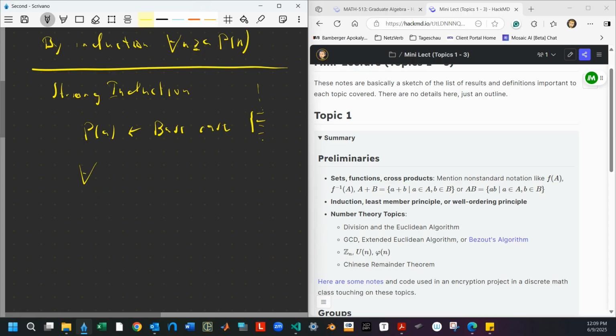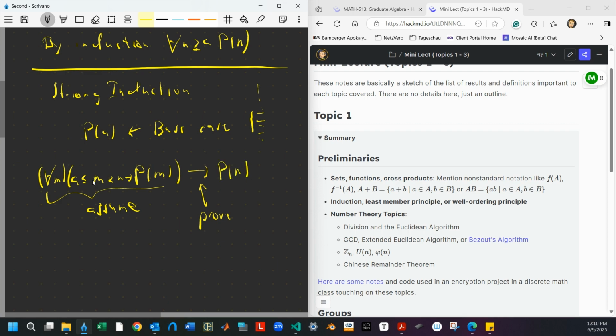But what you prove then is, you suppose for all m less than n, P of m holds. I have to be careful, I have to start with my base. For all m greater than or equal to a and less than n, P of m holds. This is your assumption. Then you have to prove that P of n holds. So for all m less than n, we have to prove P of n holds.